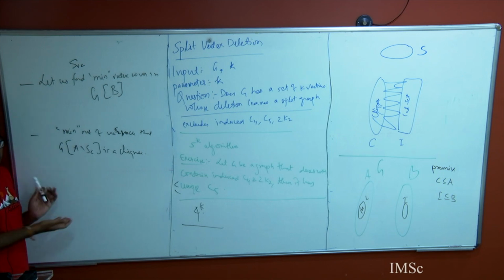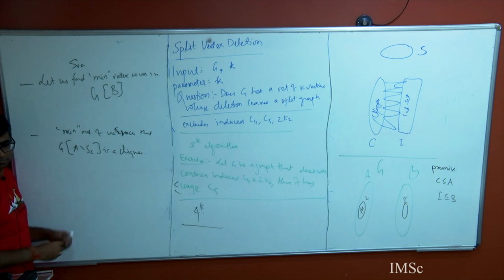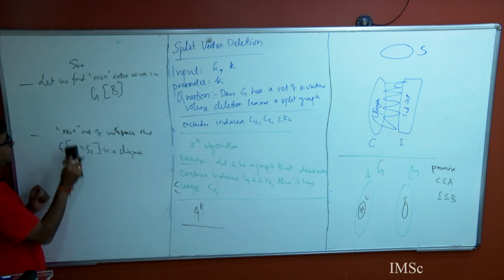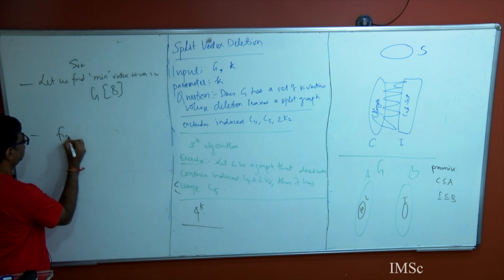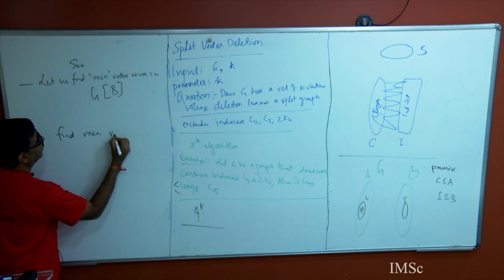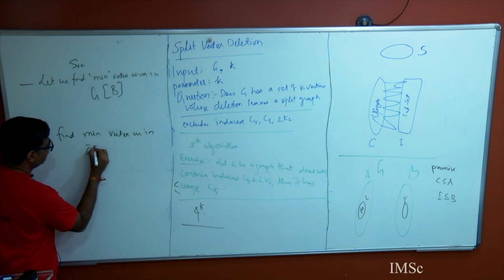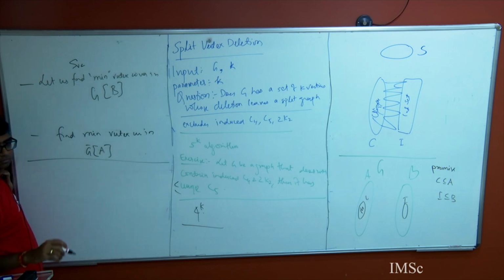Because I will output all possible cluster graphs up to this, but it is easier with the complement graph. So what I could do is the same: find a minimum vertex cover in G bar A, and then I'm done, right?